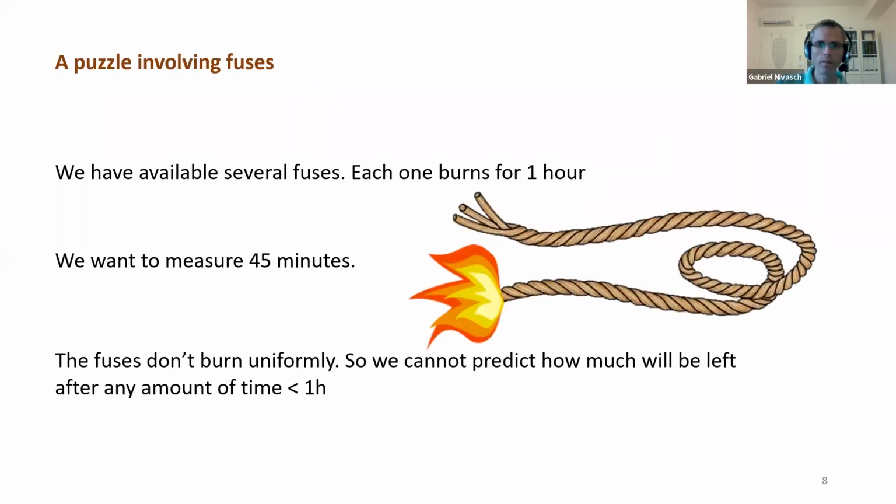So let's talk about fusible numbers. There's this old puzzle involving fuses, and it goes like this. You have a few fuses. Each one burns for exactly 1 hour, and you want to measure 45 minutes. And you cannot cut the fuses in half or anything like that. Let's say the fuses don't burn uniformly, so that's not allowed. So how do you measure 45 minutes?